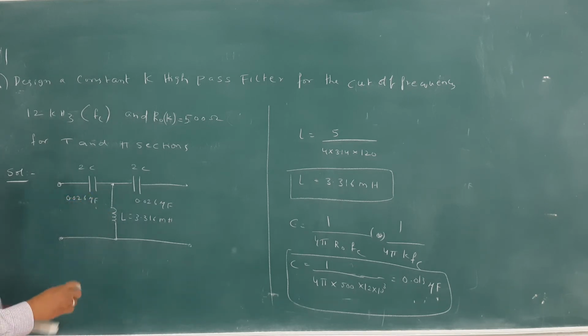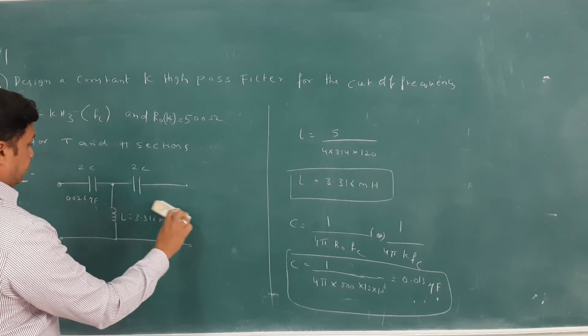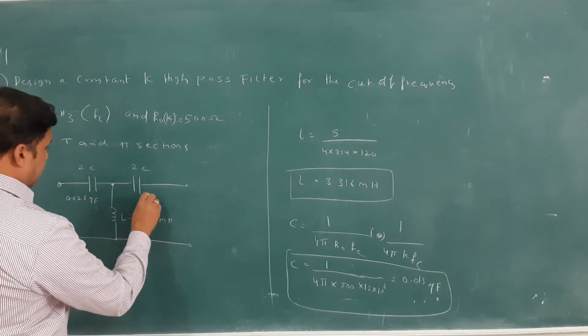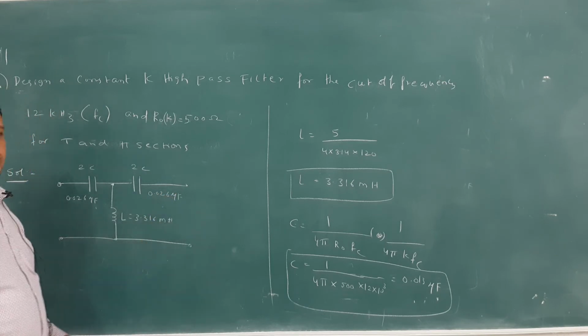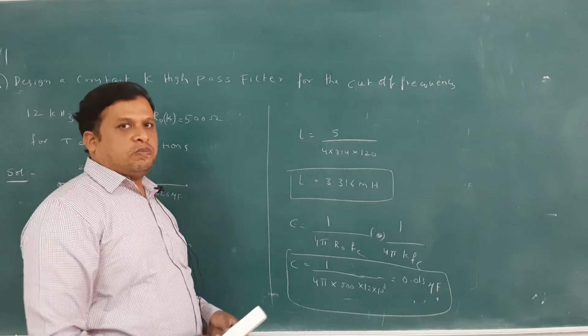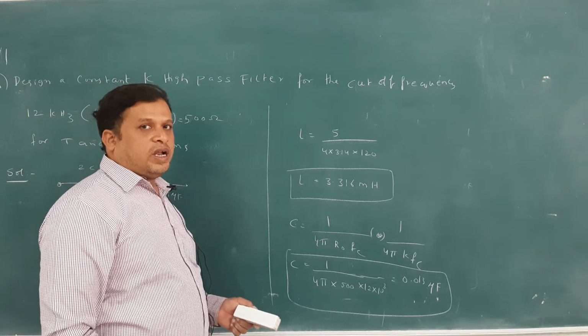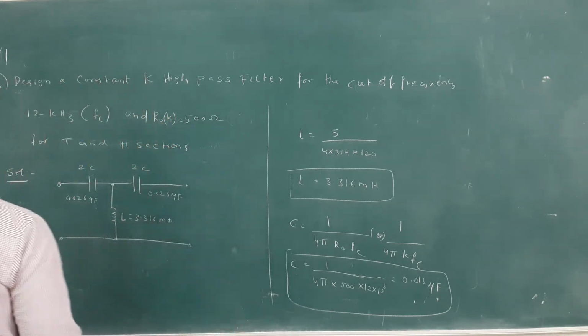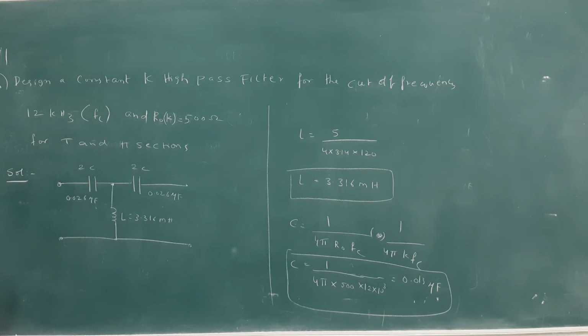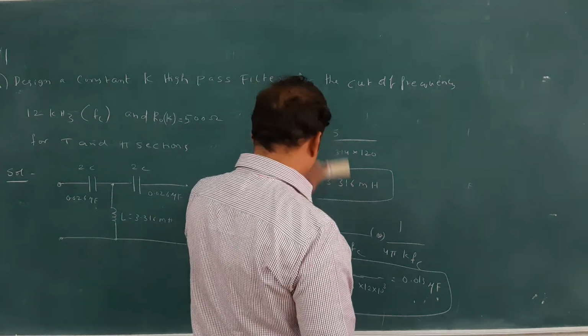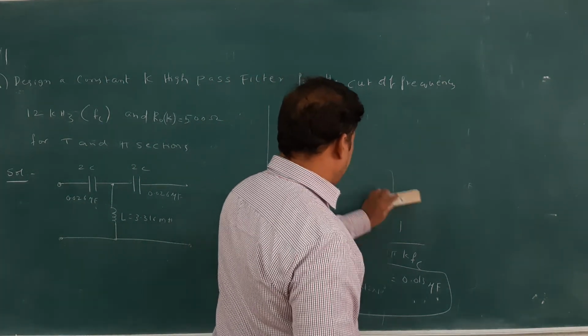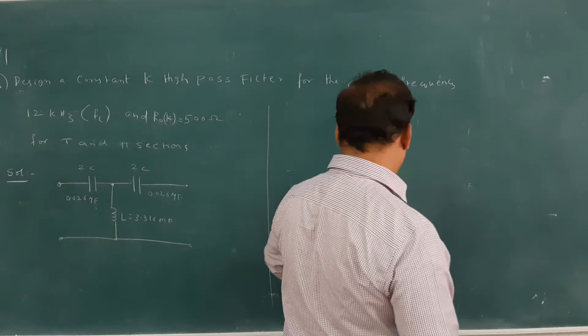Now we will go for the other pi section. How this pi section is there? You have to practice this problem so that you can get easy understanding of design of this particular low pass filter and high pass filter. Now we will go for the pi section. In the pi section, we see that there are two inductances here and capacitance is in the middle. Okay.